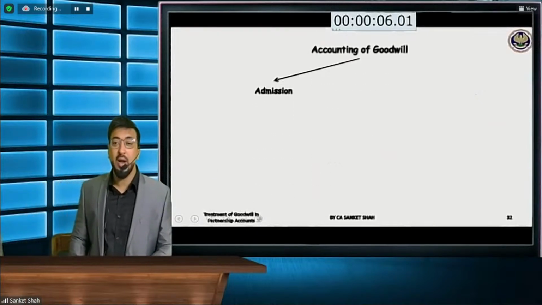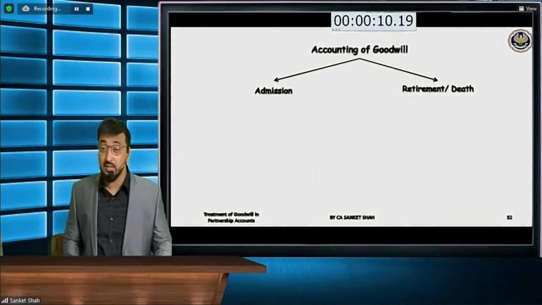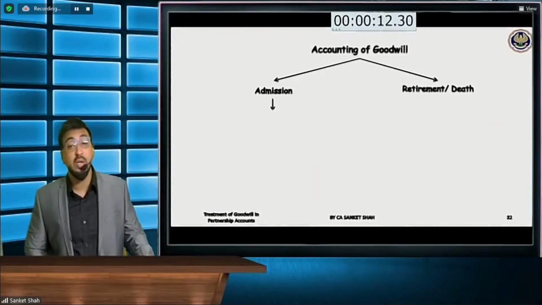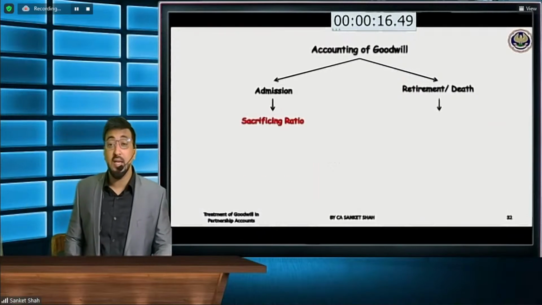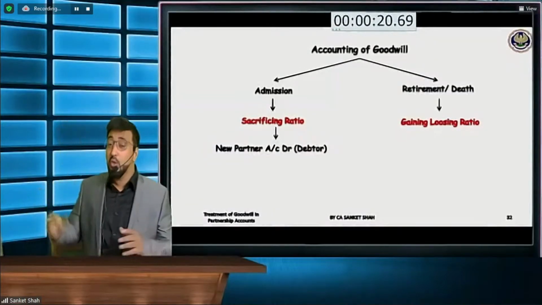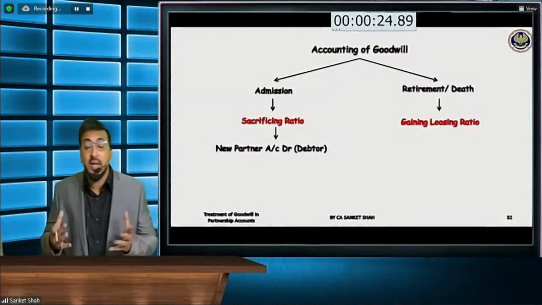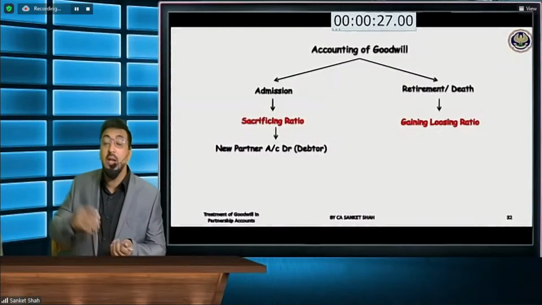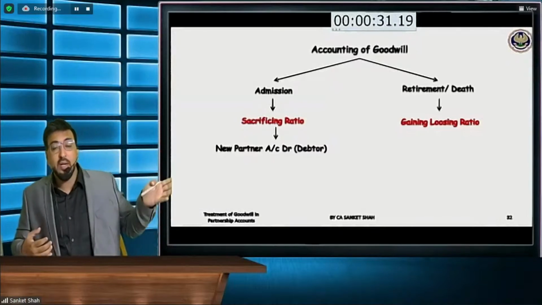Accounting for goodwill is divided in two parts. One is admission and the second is retirement. We already have seen this in the last session. In admission, we will use sacrificing ratio, and in retirement, we will use gaining ratio. Sacrificing ratio, what is the entry? The new partner will bring the amount, and goodwill will be taken from the new partner and given to the old partners.